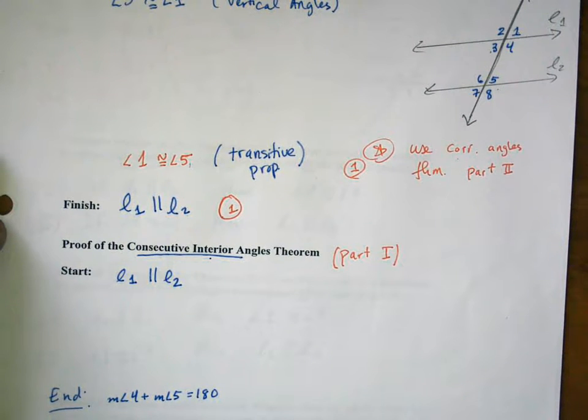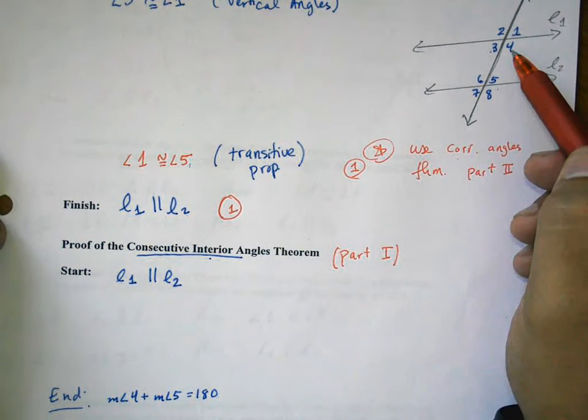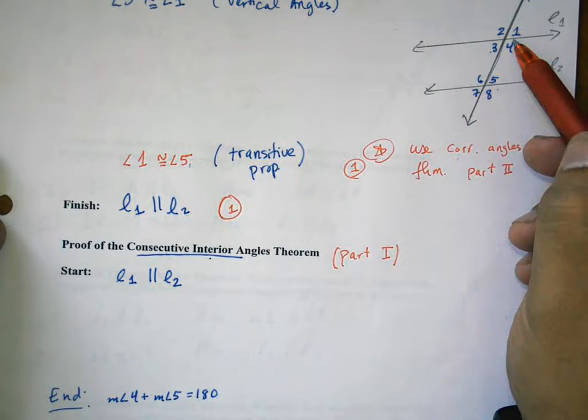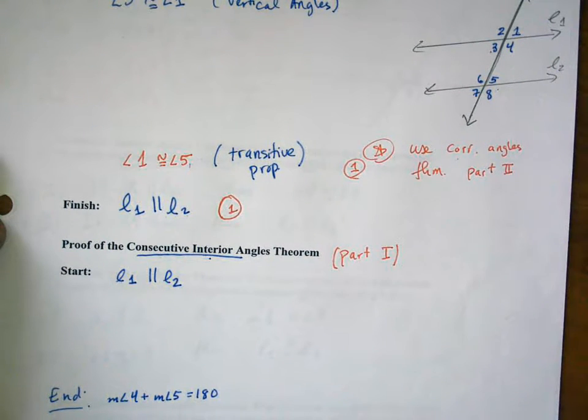So let's begin, and we want to show somehow that these two, which are seemingly unrelated and unattached, have to somehow equal 180. So the best way to do that perhaps is to start with two angles that we do know for sure equal 180.